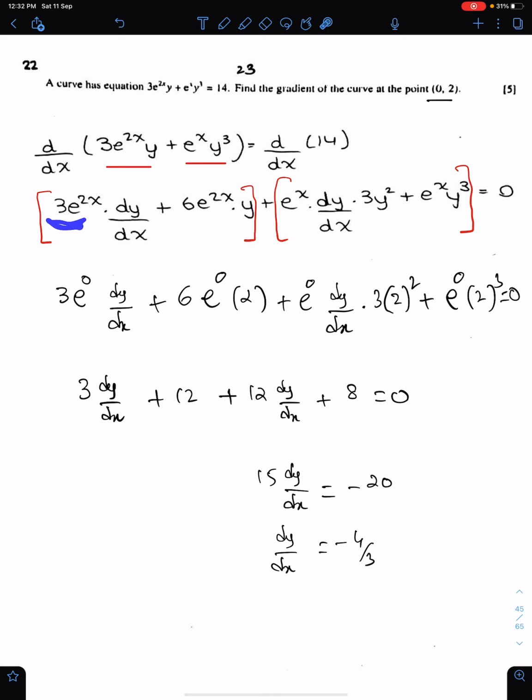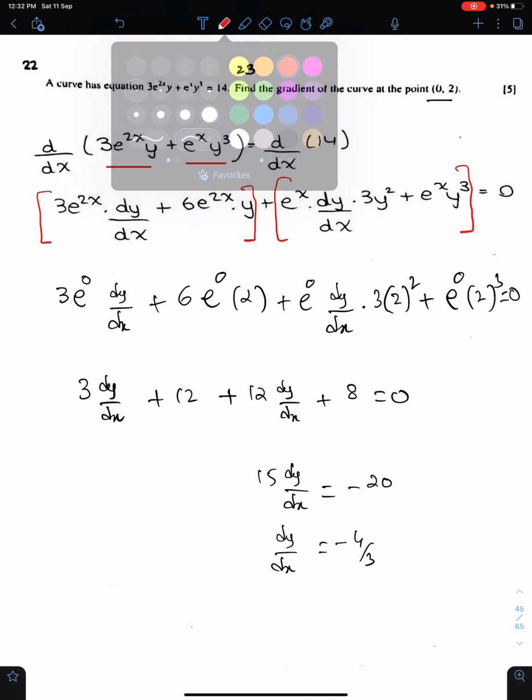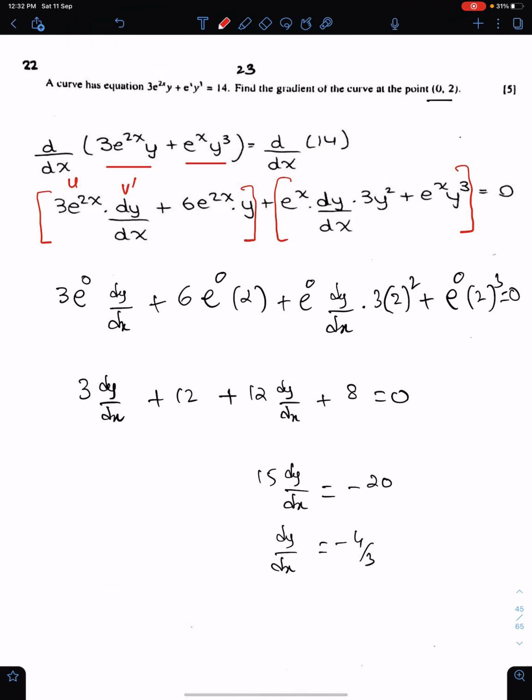So this is u according to the uv rule. Let me first label this. This is u and this is v prime. This is v and this is u prime. This entire is v prime. This is u prime and this is v. So copy u and differentiate y, dy upon dx, then copy v. And what is v? V is y cube. V is y, and differentiate this u.